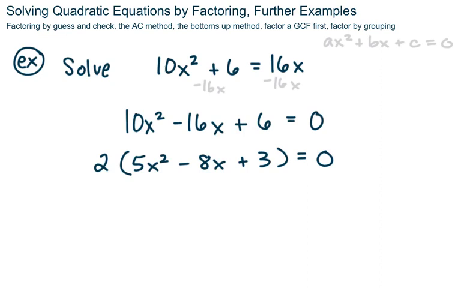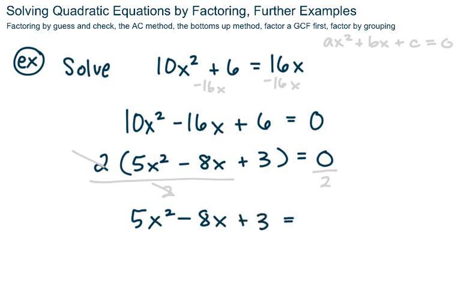However, it's going to end up reducing my problem. Since I'm dealing with an equation that's multiplied by 2 on the left, I can divide by 2 on both sides. That cancels my 2 in the front. Now I have 5x squared minus 8x plus 3 equals 0, since 0 divided by 2 is 0.